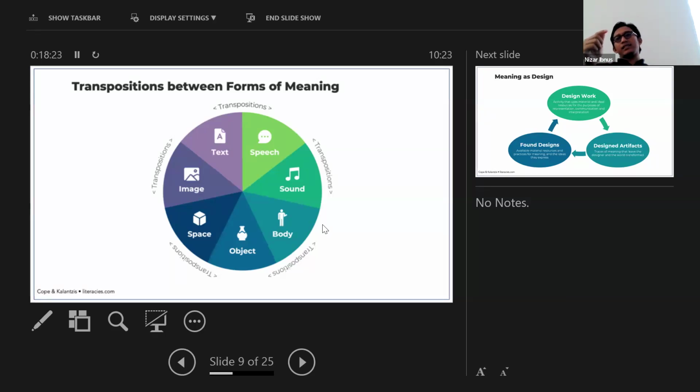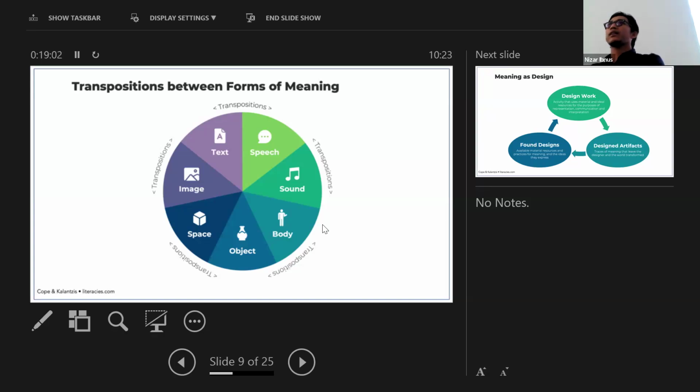Transposition here is defined as transformation of meaning from one form to another form. Transposition is very intrinsic to human body, because every day we do it naturally. For example, when I read my daughter a bedtime story, and the story was written in a kid's book, and then I read it out loud to her in order to make her sleep, it means there is a process of transposition from text to speech.